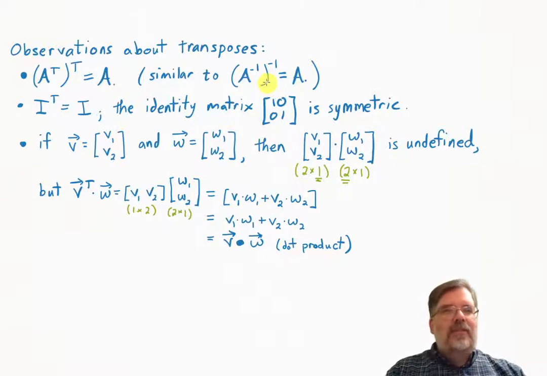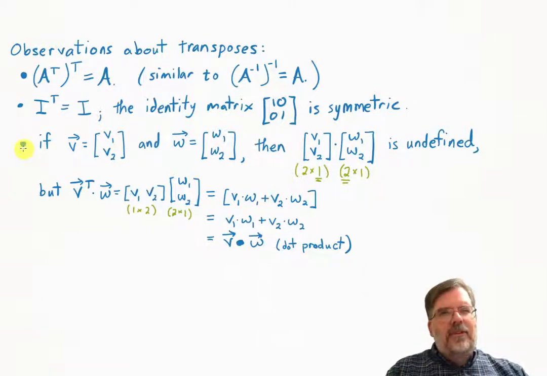This is actually kind of similar to inverses. If you calculate the inverse of an inverse matrix, you end up with the original matrix. Two inverses cancel each other out, kind of like two transposes do. The identity matrix is an example of a symmetric matrix. I transpose is equal to I. The matrix 1, 0, 0, 1 is a symmetric matrix.